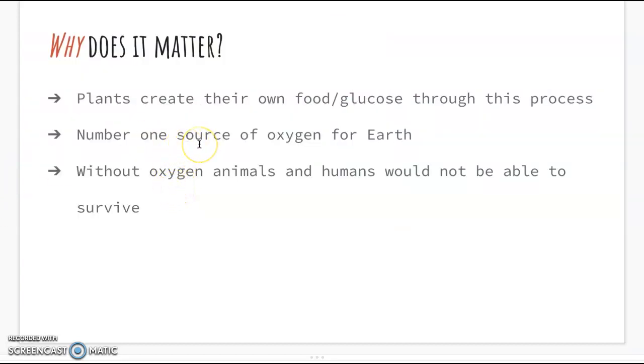So why is it important to know about the process of photosynthesis? Well, photosynthesis allows for plants to create their own food or glucose with this process. Photosynthesis is important because it is the number one source of oxygen for Earth, and if we were to have no photosynthesis, then there would be no oxygen for animals and humans to breathe, which makes it not survivable.